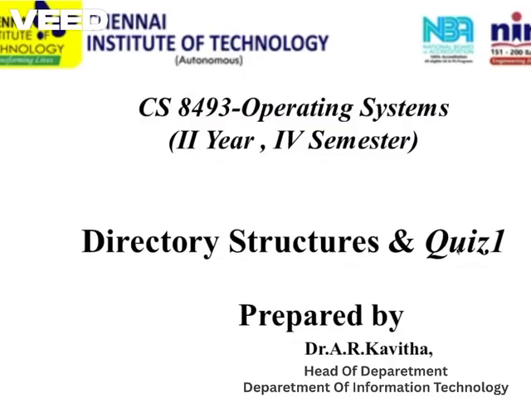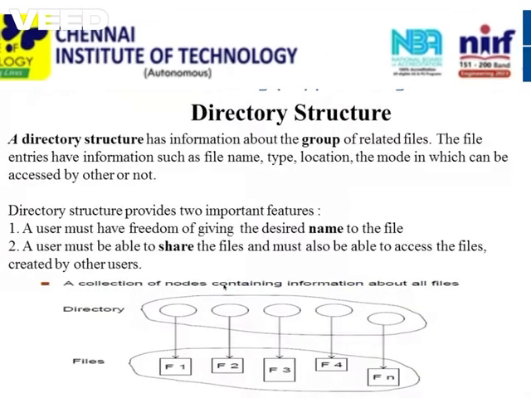A directory structure has information about the group of related files, which indicates the file name, type, location, and the mode in which it can be accessed by others or not. The directory structure provides two important features.